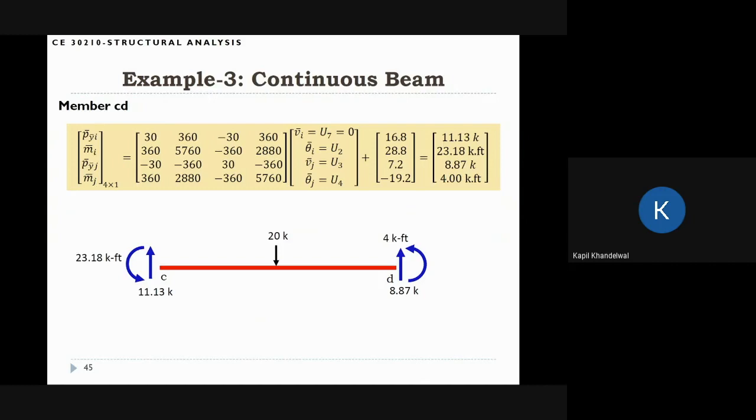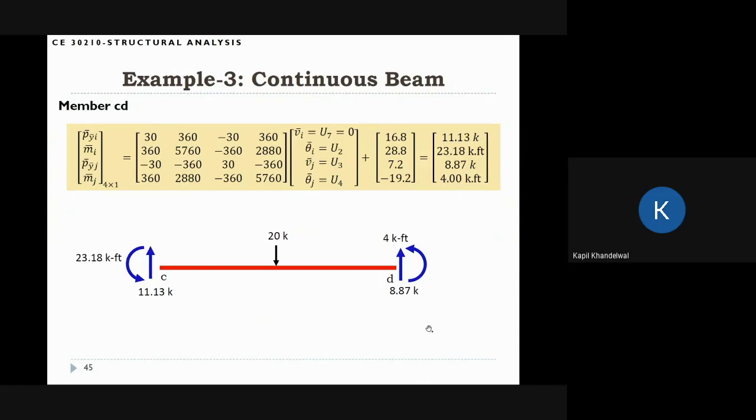In this case, the stiffness matrix is different. Just make sure you use the right stiffness matrices for the members. And this is the stiffness matrix. In this case, Ui, Vi, theta i, Vj, theta j are U7, U2, U3, U4. U7 is 0. You have to put in the values of U2, U3, U4 that we have calculated and do the algebra. And there is a P0 vector here that we have to add. So we add the P0 vector, and if we do the algebra, these are the numbers we will get.